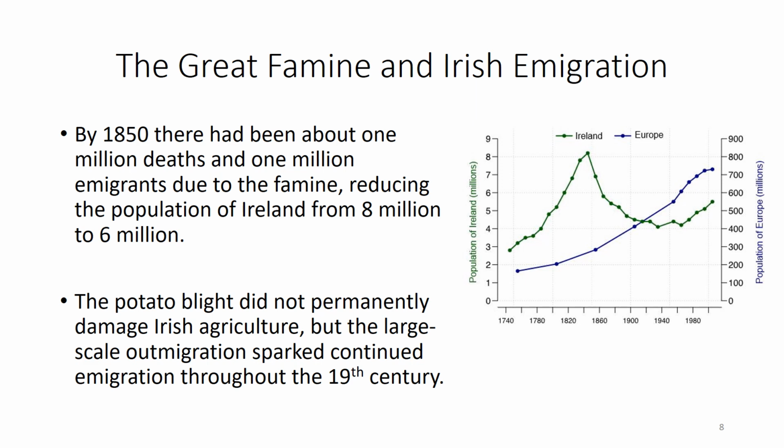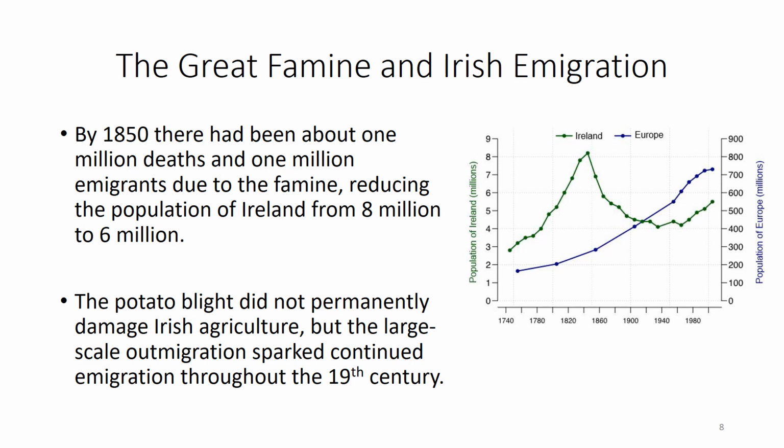As it turned out, the potato blight was not a permanent feature of Irish agriculture in the sense that it reduced irrevocably the productivity of Irish agriculture. It came and went. There were large failures of the potato crop due to blight later in the 19th century as well, but there was some recovery in general in the productivity of potato agriculture.